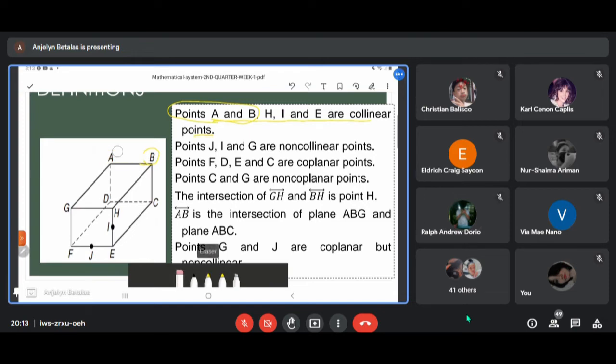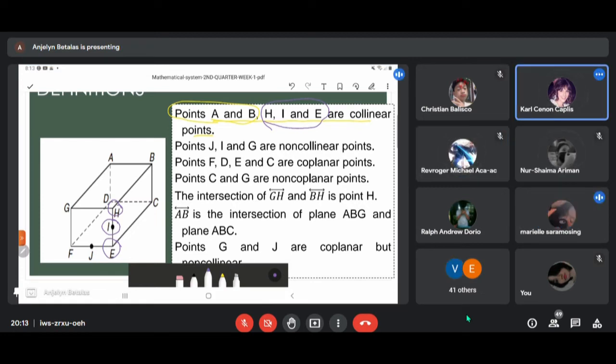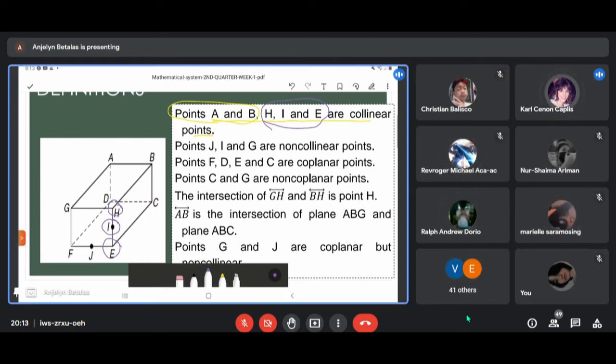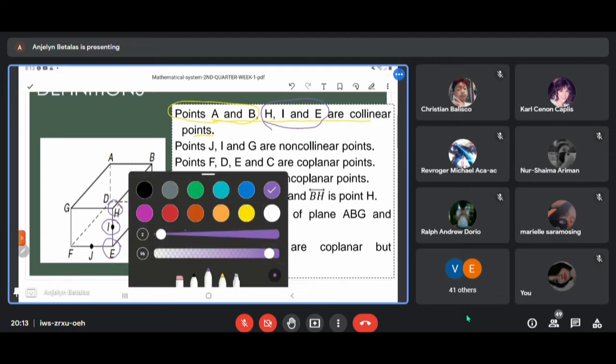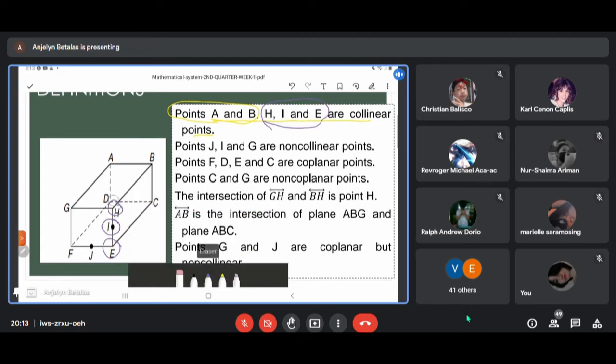Okay, next. Another group: H, I, and E. Are they collinear? Yes, ma'am. They lie on the same line. It can be a line segment or a line. If there is a line, a line segment is also included, since line is the general term.